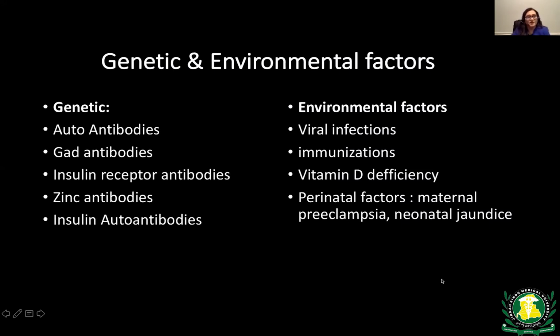So, as we talked about, in type 1 diabetes there are genetic factors involved and there are environmental factors involved. The genetic factors mainly involve the autoantibodies. There are different kinds of autoantibodies that can be involved. There are GAD antibodies and insulin receptor antibodies, mainly. And then environmental factors like viral infections, immunizations, and perinatal factors like preeclampsia and neonatal jaundice can be involved.